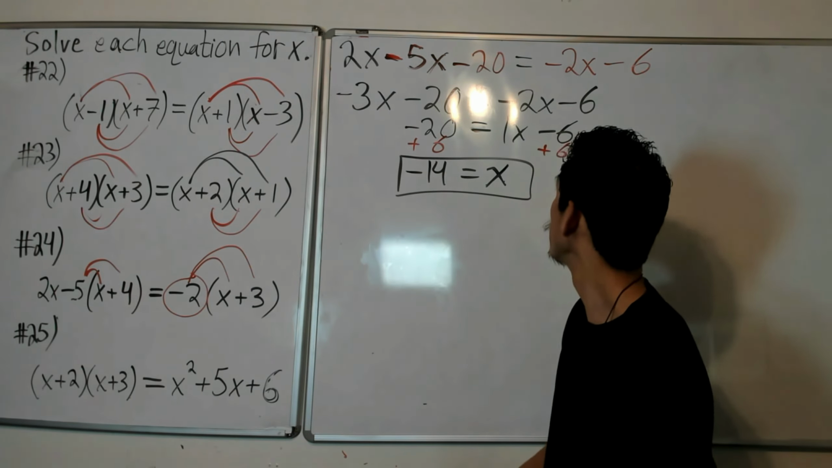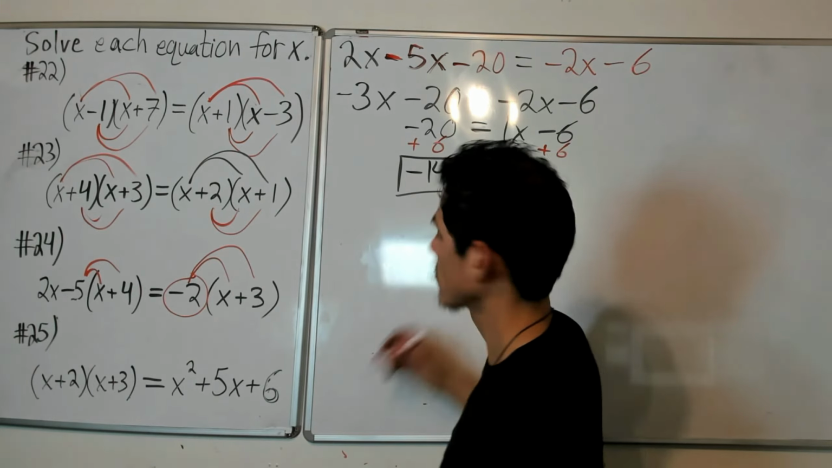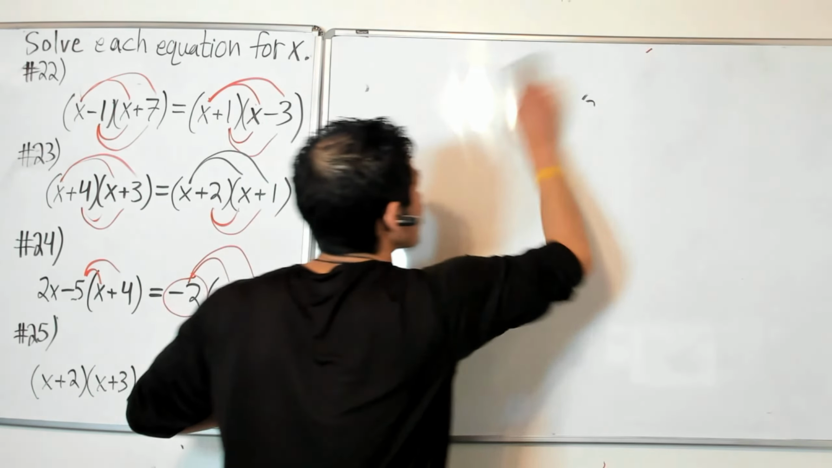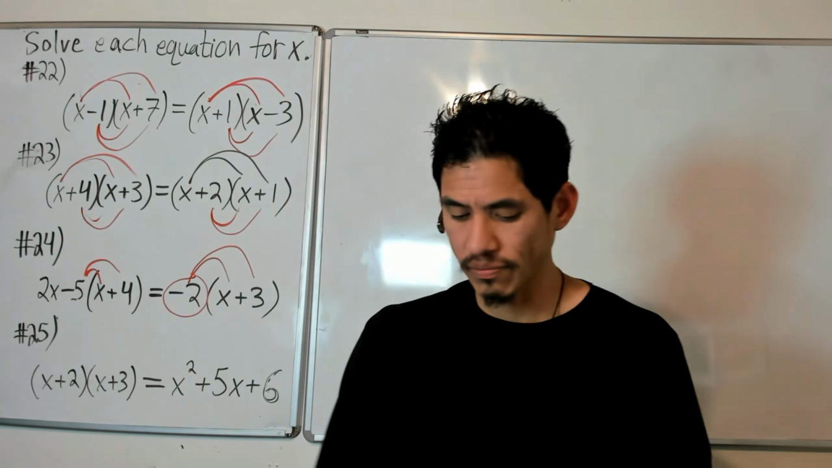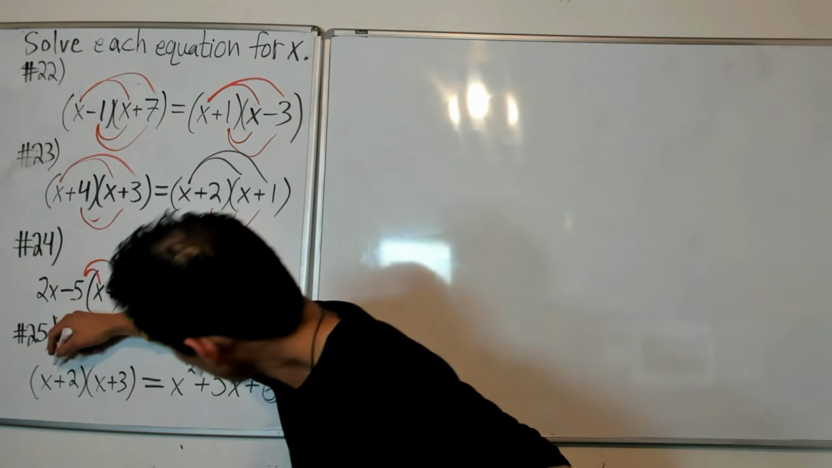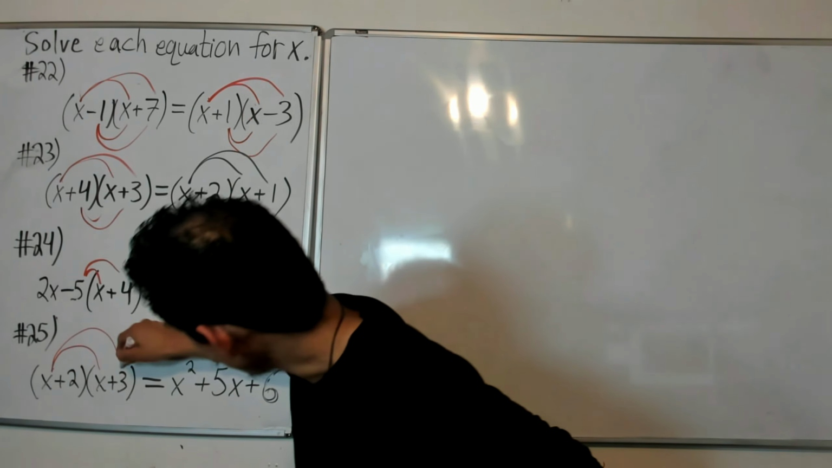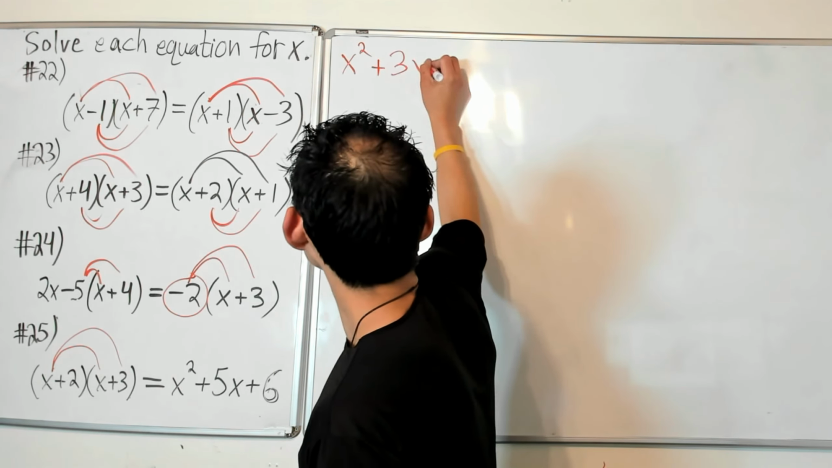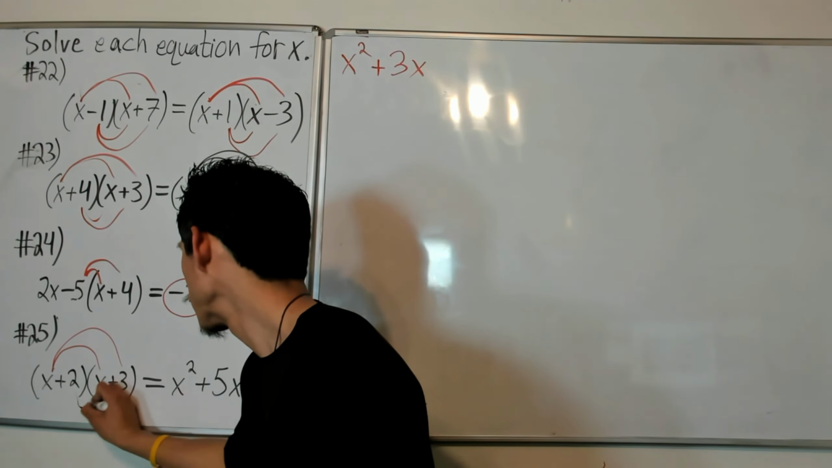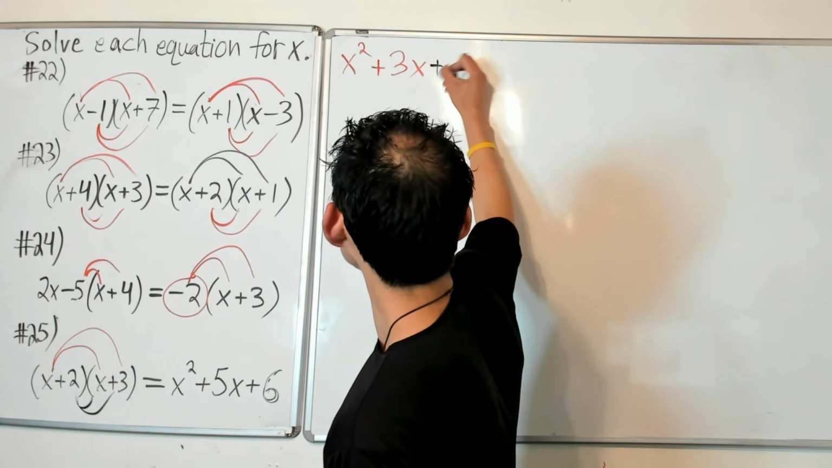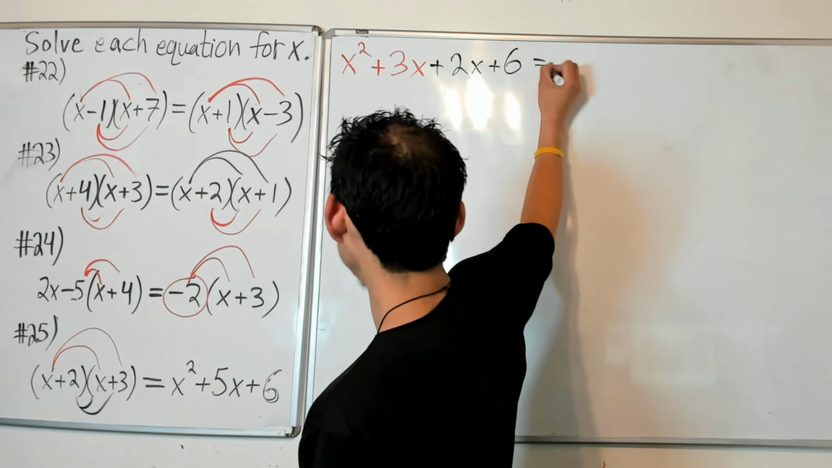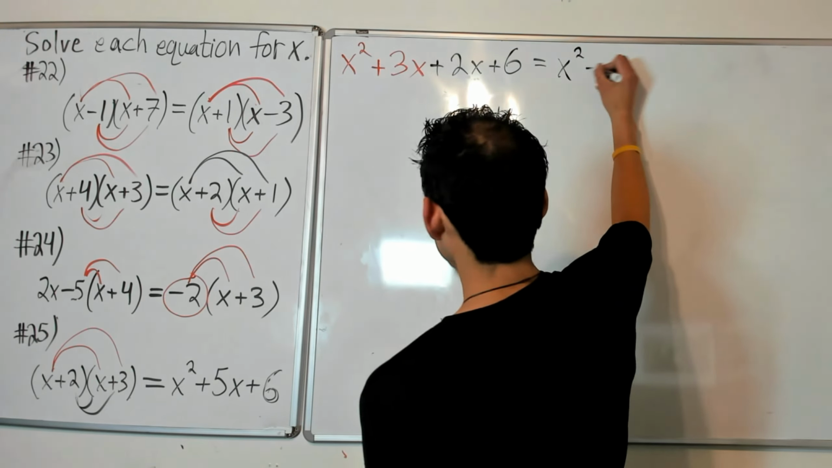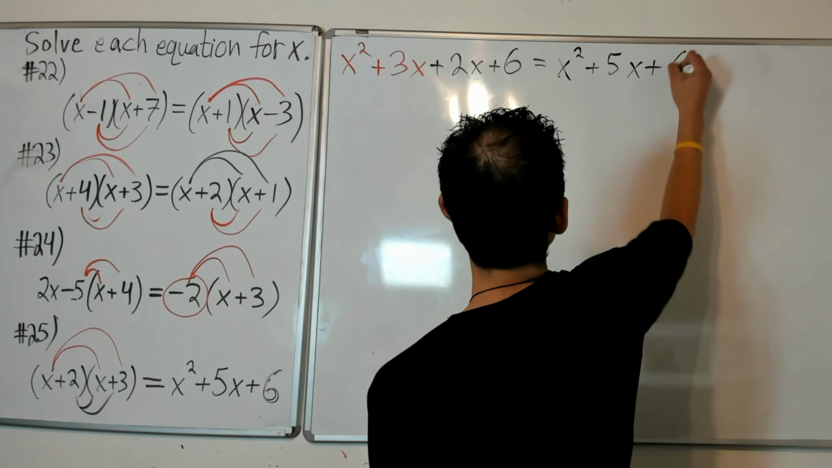And one more for now. Sorry, man, I gotta erase this. I know I have a lot more space, but I don't care. Okay, so x times x times 3, x squared plus 3x, 2 times x, 2 times 3, 2x plus 6 is equal to, what do you know? On the left, we already had it. X squared plus 5x plus 6.